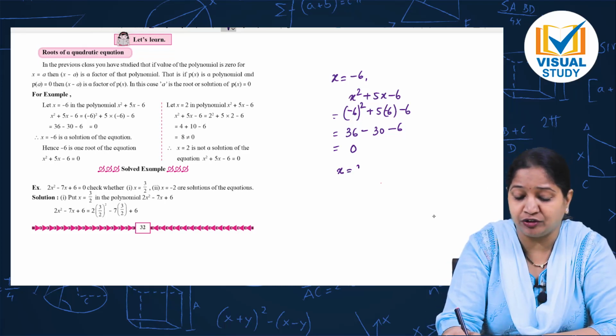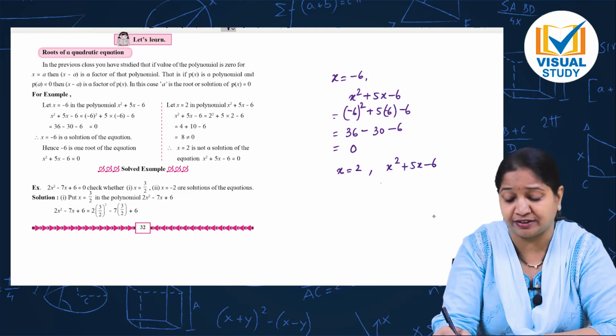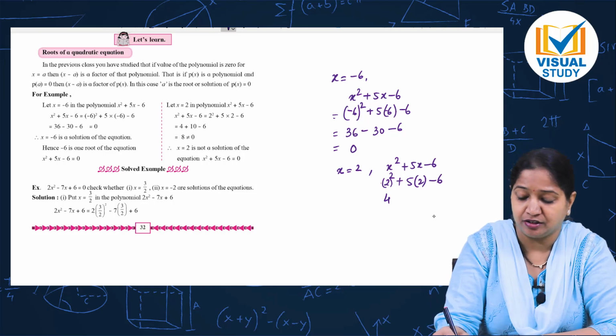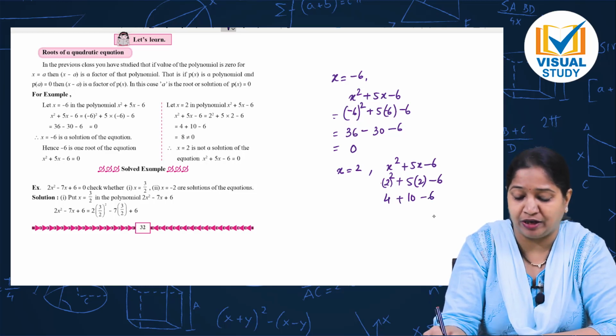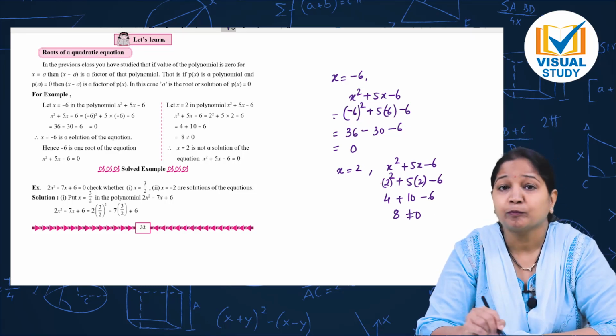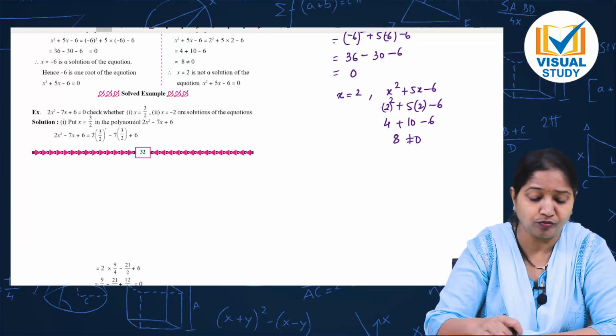Suppose x is equal to 2 and your polynomial is x square plus 5x minus 6. Again put the value of x in, that is 2. 2 square plus 5 into 2 minus 6. 4 plus 10 minus 6 and you get 8, which is not equal to 0. So x equal to 2 is not a root of the given equation.